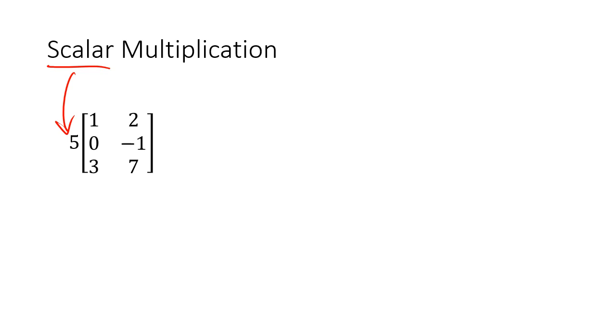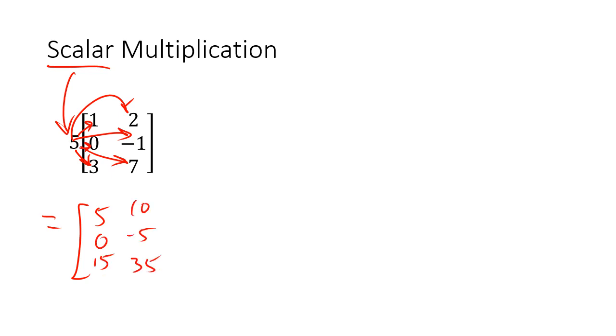And basically, all we're saying is it's 5 times this, 5 times this, 5 times this, 5 times this, 5 times this, 5 times this. Which, 5 times tables, you should know that, people. So you get 5, 0, 15, 10, minus 5, and 35. Easy peasy lemon squeezy.